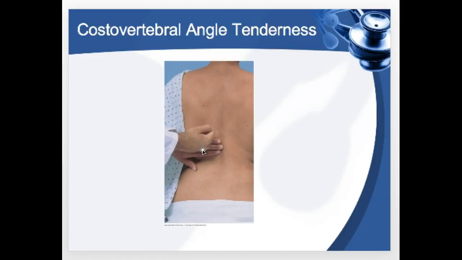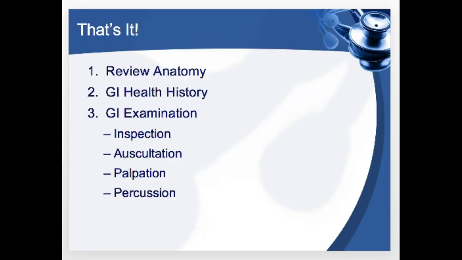I hate to use the word pound because I don't want anybody pounding on anybody's costovertebral angles, but you lightly tap or lightly pound that area over your hand. If it is positive, the patient will let you know. I mean, they'll be very uncomfortable if there's tenderness here.